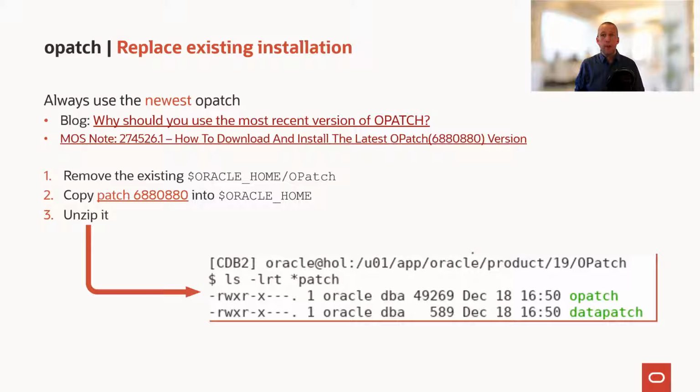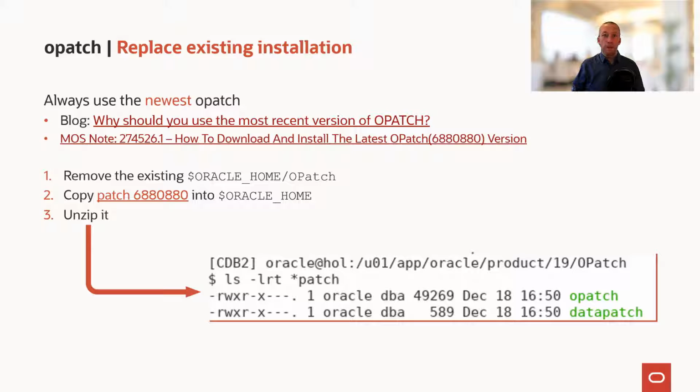You can get it from My Oracle Support, and if you search for patch 6880880, it'll take you to a one-stop page where you can always find the latest version of opatch for any given database release. And it's super simple to install a new version of opatch, so there is really no excuse for why you shouldn't always update it before you apply a patch. So let's see how it works.